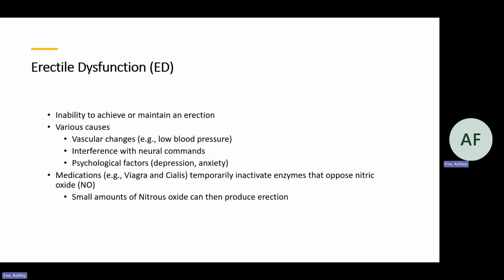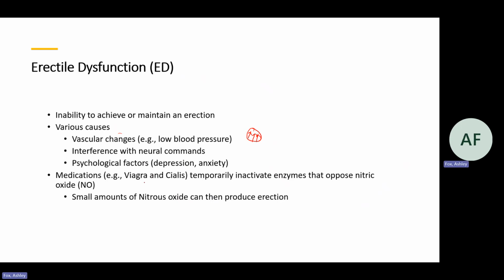We also look at erectile dysfunction. So this is when a male cannot achieve or maintain an erection. That can be low blood pressure. If you don't have enough pressure, even when you vasodilate to increase blood flow, then that's not going to allow for an erection. It can be nervous tissue damage, so neural commands that increase blood flow and cause an erection are affected. There can also be emotional factors, so depression and anxiety can actually have an effect on erections.